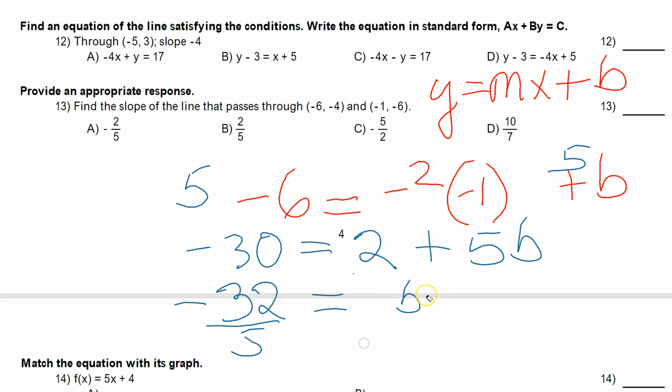So our equation for this line, even though they didn't ask for it in this case, would be y equals a negative 2/5 x minus 32/5. And if they wanted us to put that in standard form, we'd multiply through by 5, take this x term, and move it over to the other side.